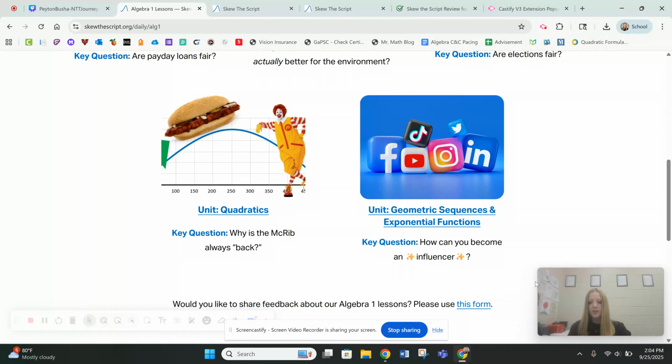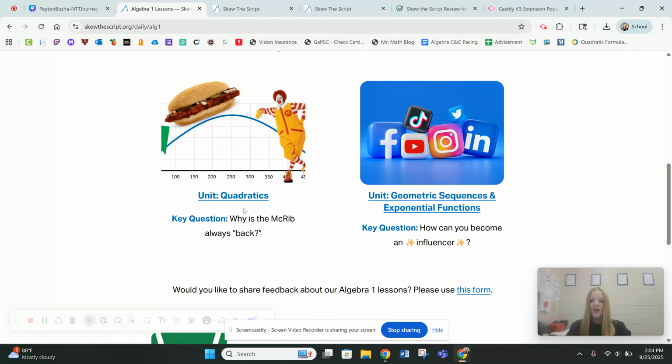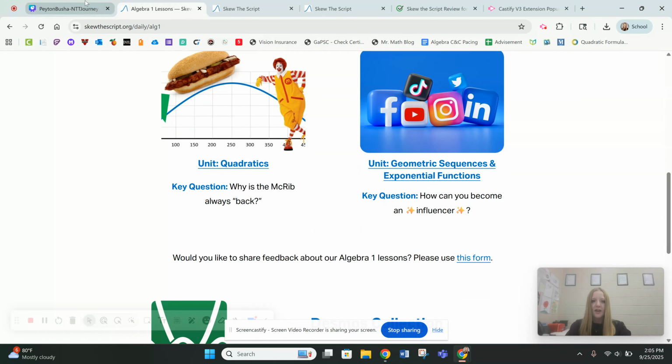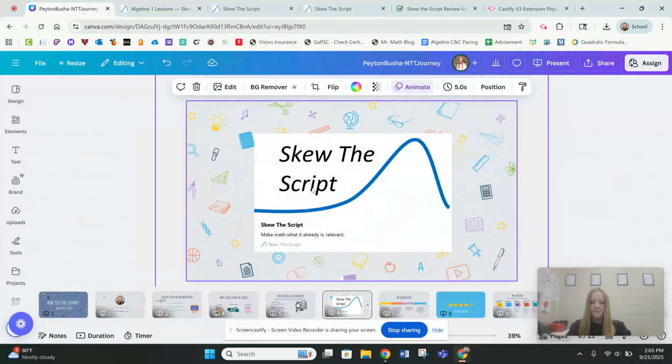And then there's also a unit on how can you become an influencer, which relates to geometric sequences. That is our next unit, and my kids are really excited to kind of dig back into this once we get to that unit. So it was really, really awesome to see that they were eager to jump back into this as well.